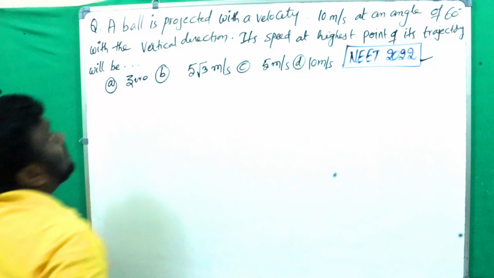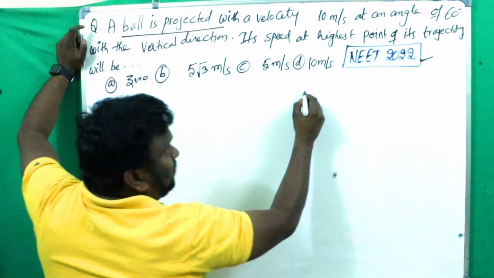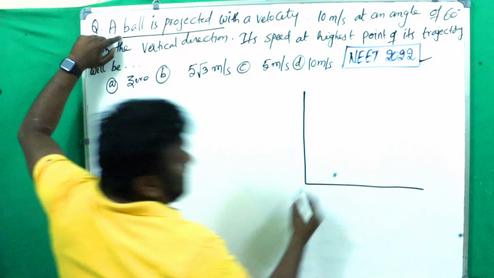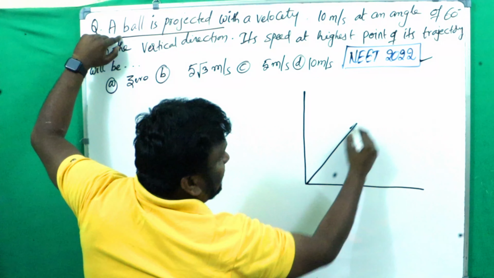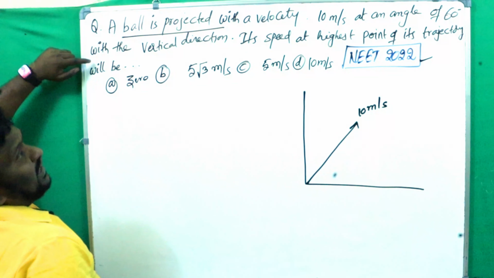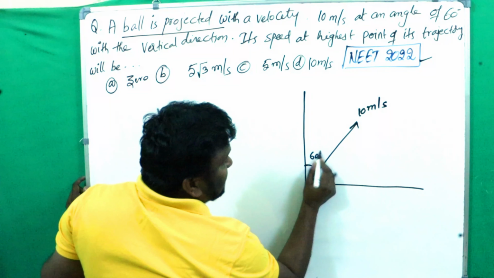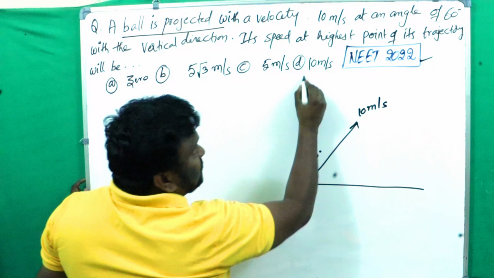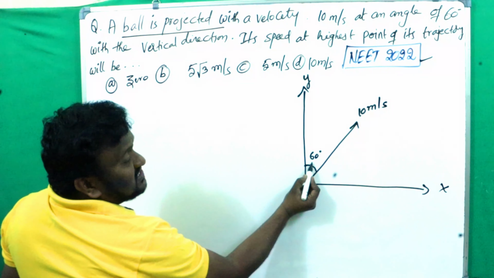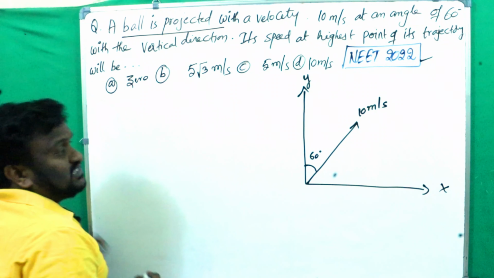As per the problem, a ball is projected with velocity 10 meter per second. Motion in a plane is two-dimensional motion. The ball will make some angle, 60 degrees with the vertical. So this is the y-axis, and this is the x-axis. It makes 60 degrees. Its speed at the highest point of its trajectory.